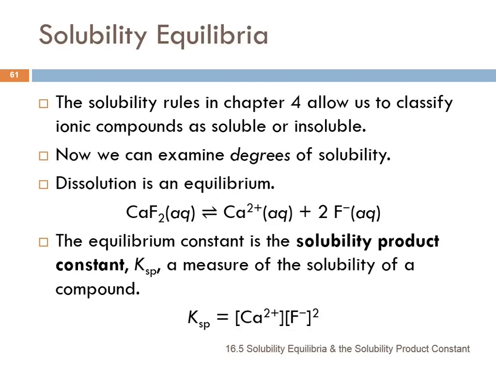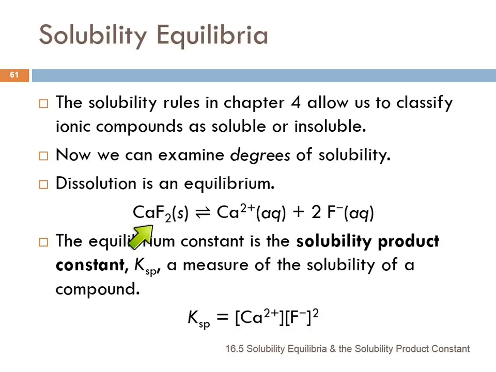And what is wrong with my chemical equation? Anybody see it? The reactant should be a solid. That's better. How can we dissolve something that's aqueous already? That doesn't work. Okay, we have calcium fluoride, solid, and as it dissolves, it forms calcium ions and 2 fluoride ions. These are aqueous. This is a solid. This is an equilibrium.